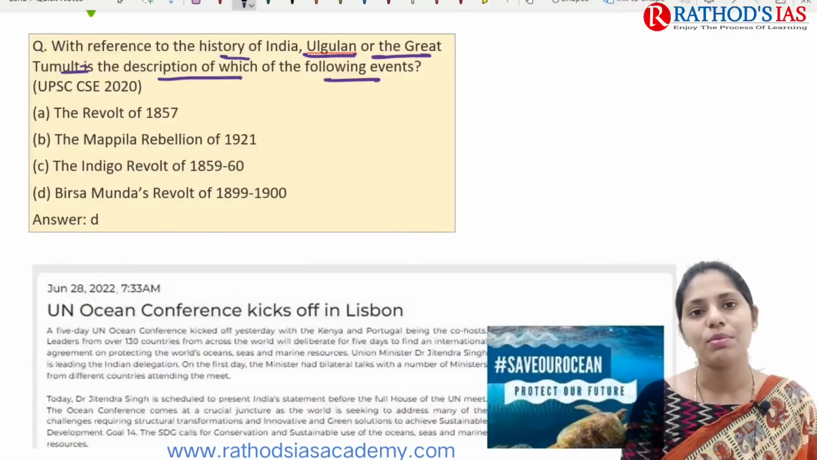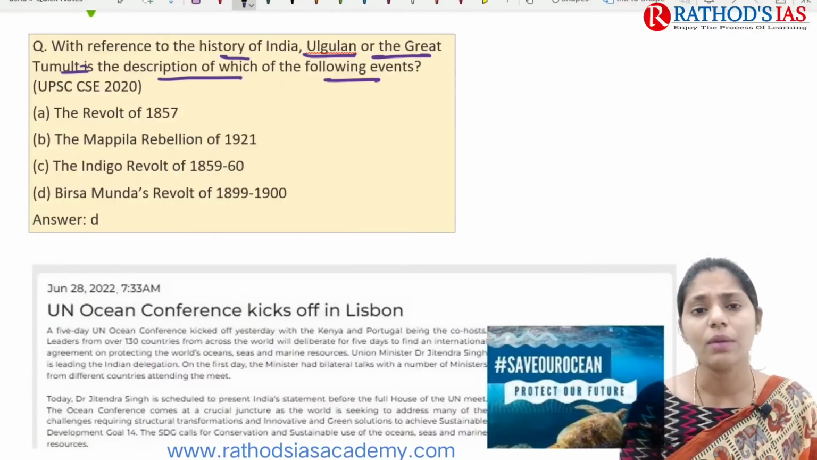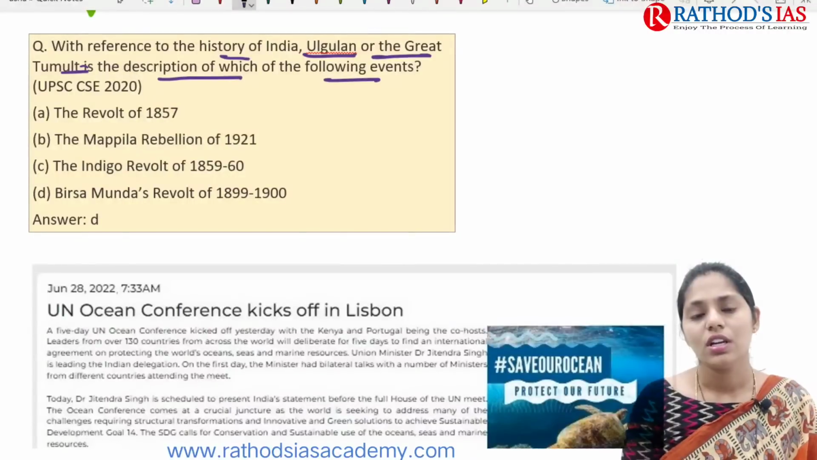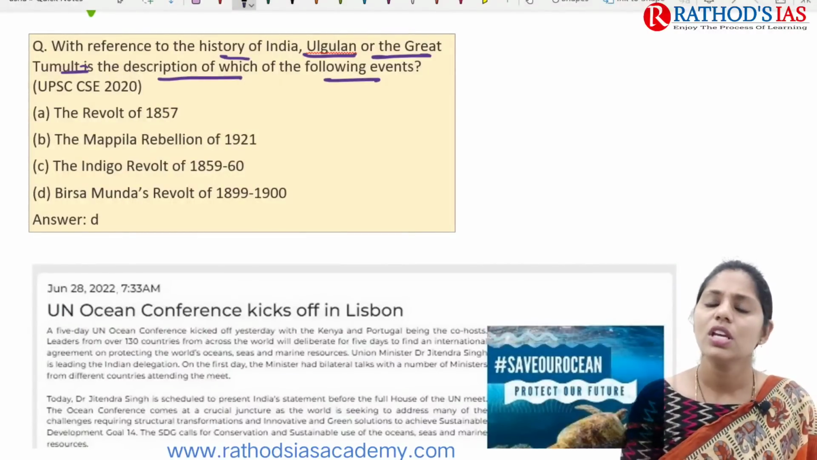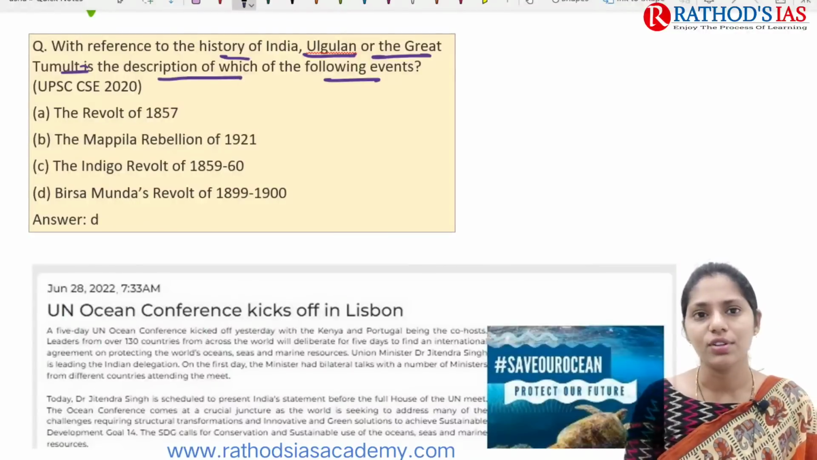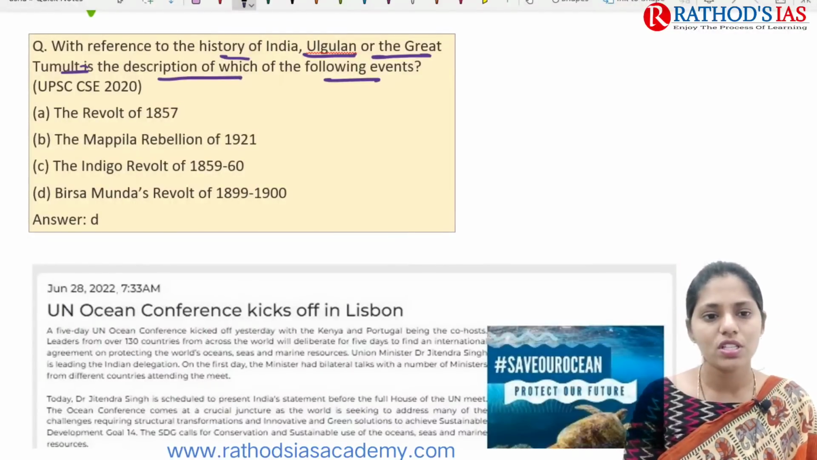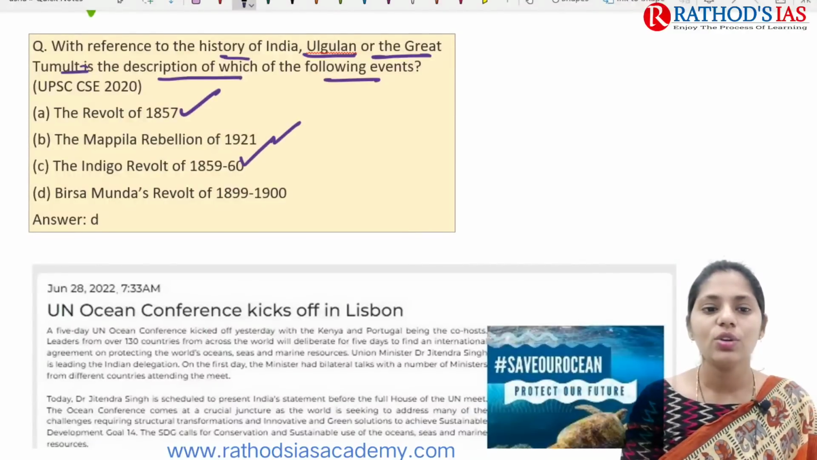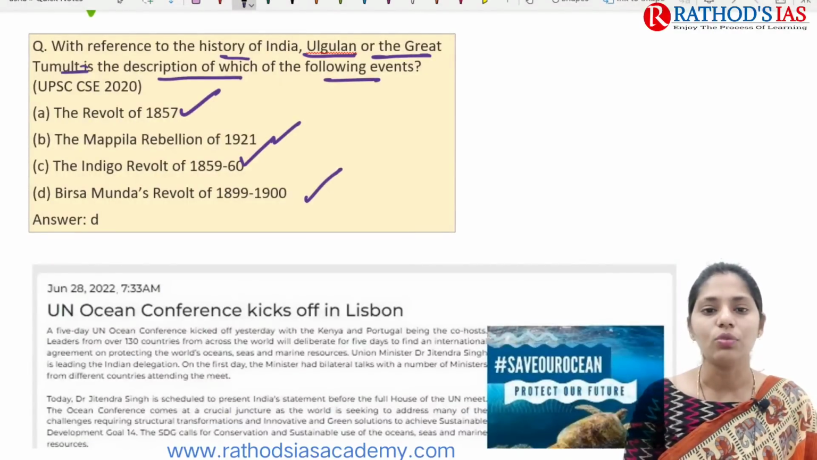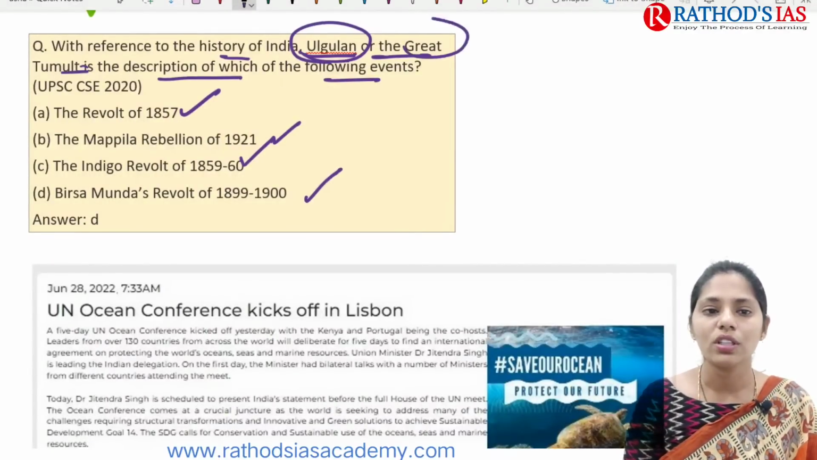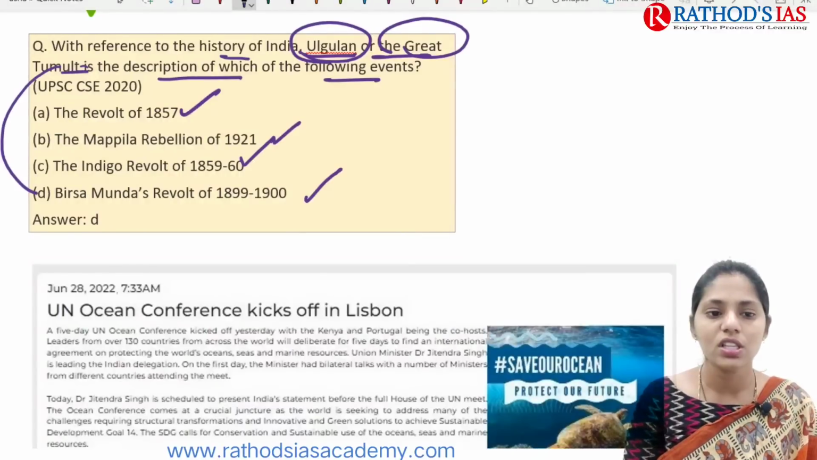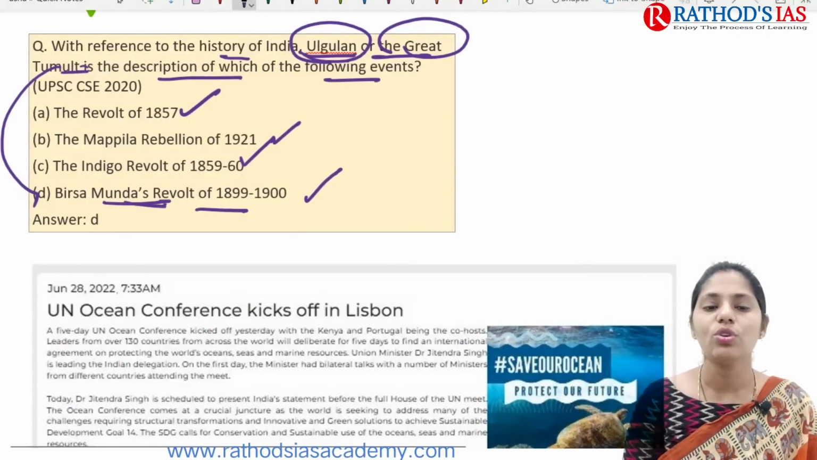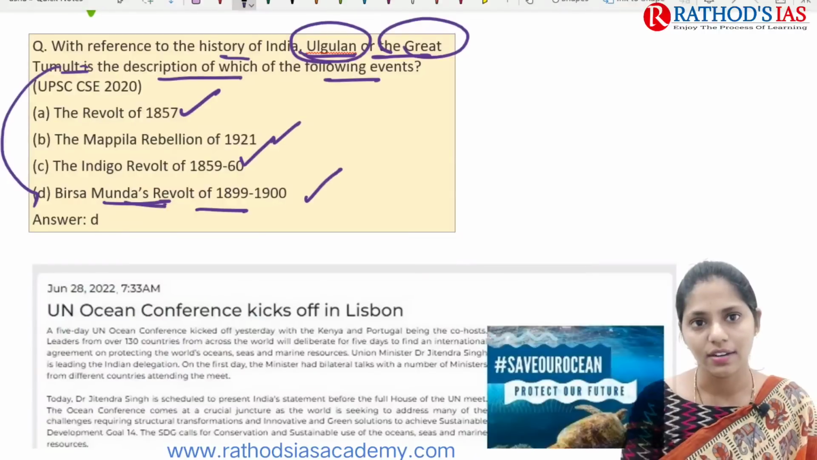Whenever you are having this type of events like the Mappila Revolution, you can also talk about the Manyam Revolution and the Rampa Rebellion. If you are seeing this type of things in the news, yes, you can expect questions regarding these revolutions in the prelims. The first option is the Revolt of 1857. Next is the Mappila Rebellion, then the Indigo Revolt, and next the Birsa Munda Revolt. So this Ulgulan or the Great Tumult is related to Birsa Munda's revolt of 1899 to 1900.